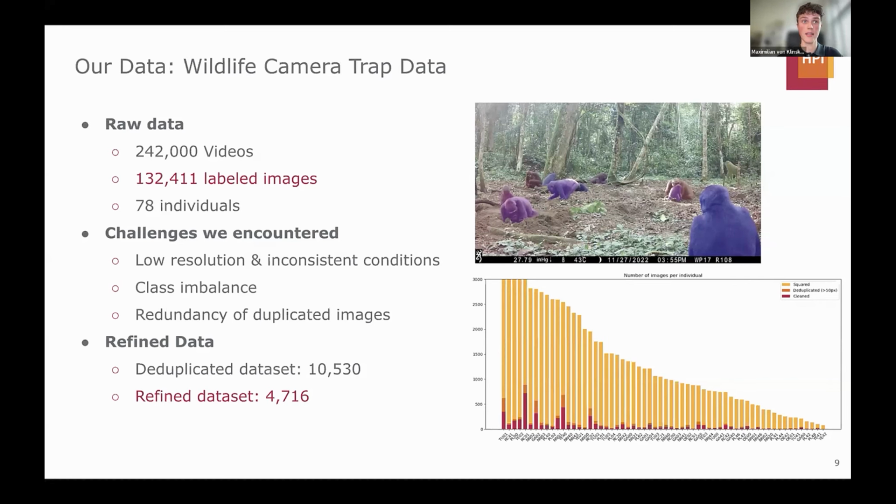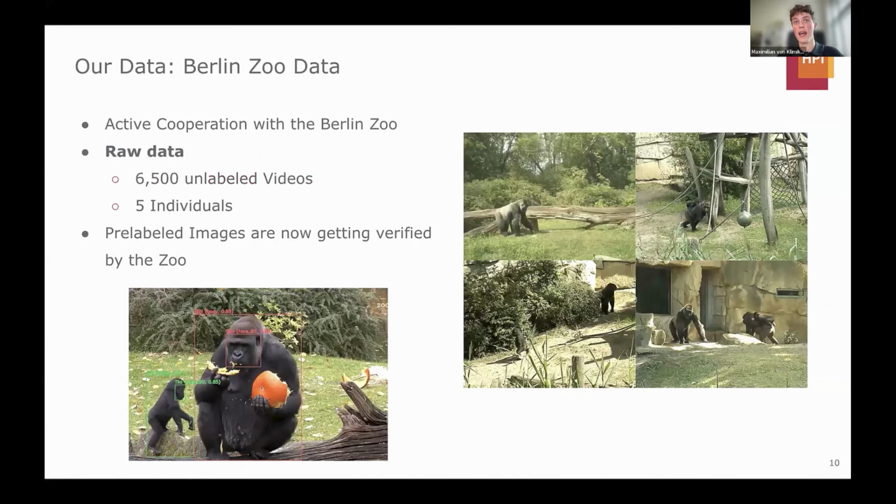And then the second data set, to go into more detail, is from the Berlin Zoo. And there we actually have 6,500 unlabeled videos of 5 individuals in the zoo. And for this also, we have been using our model to pre-label them and confirm all the labels, which can then be used to also identify gorillas in the zoos.